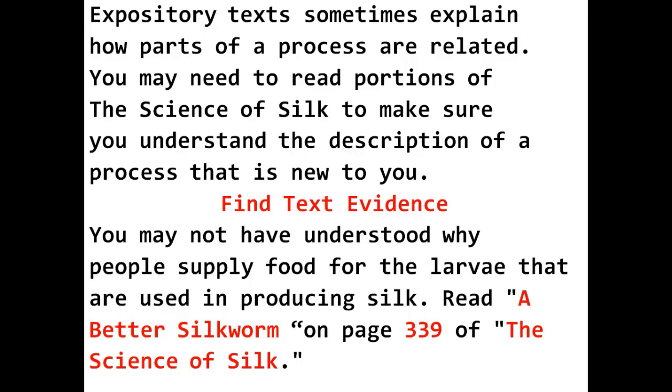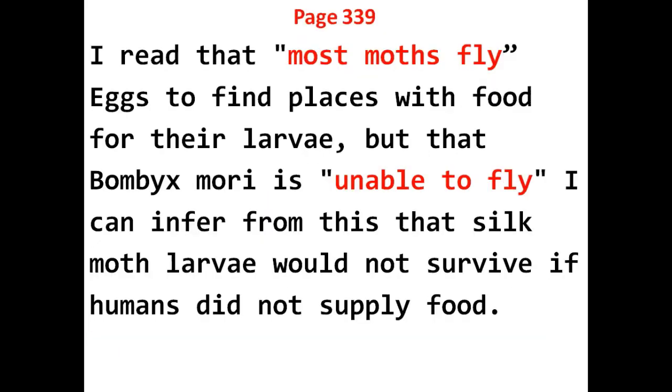Read A Better Silkworm on page 339 of The Science of Silk. On page 339, the heading is A Better Silkworm. There you would find how people supply food for the larva, which later is used in making and producing silk. That is the process. It is in your textbook. Page 339, I read. When you read, you will find the same.